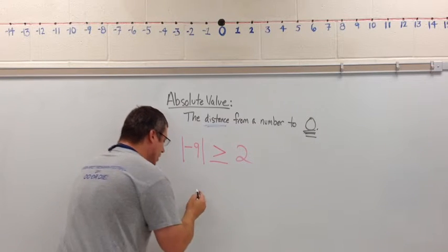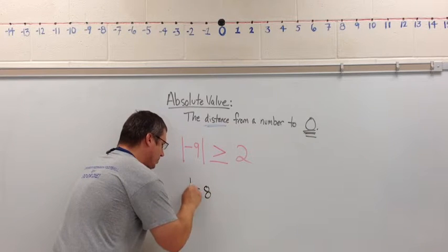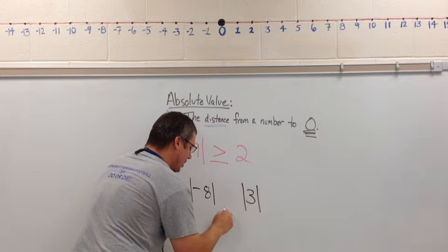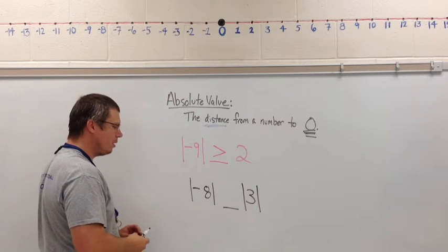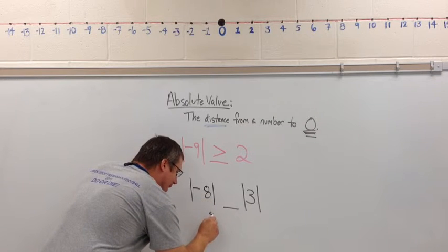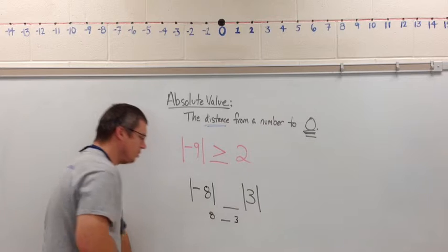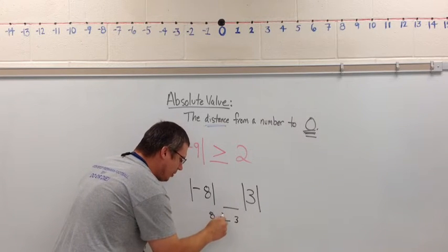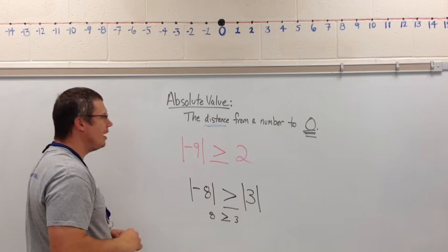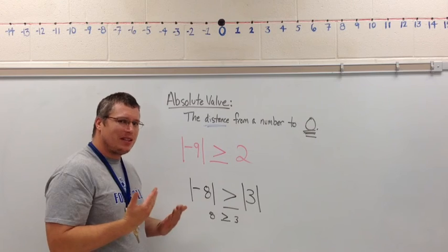Let's look at one more. Absolute value of -8, and what's the absolute value of 3? And I want to compare these two. Again, I have to do the absolute values first. Absolute value of -8 is 8. Absolute value of 3 is 3. Which is bigger? 8 is greater than 3, so my arrow would point that direction. So absolute value is not difficult. Just understand my answer is always positive, and it is the distance from 0.